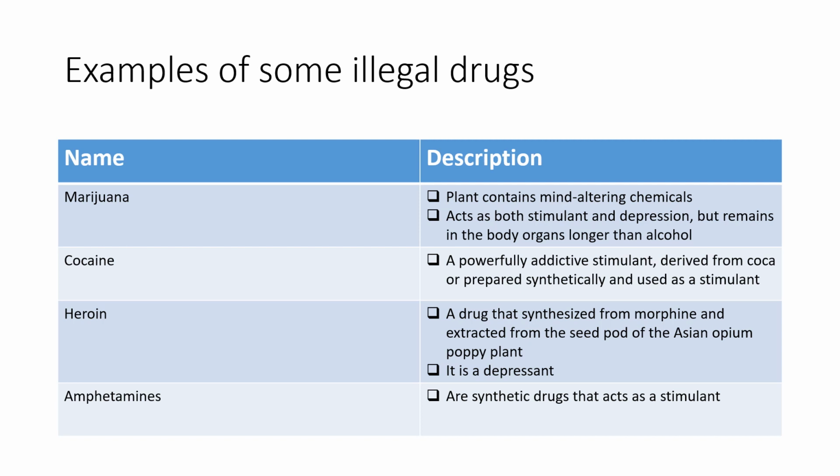Another example here is heroin. Heroin is a drug that's synthesized from morphine and extracted from the seed pod of the Asian opium poppy plant, and it acts as a depressant. Amphetamines are synthetic drugs that act as a stimulant.